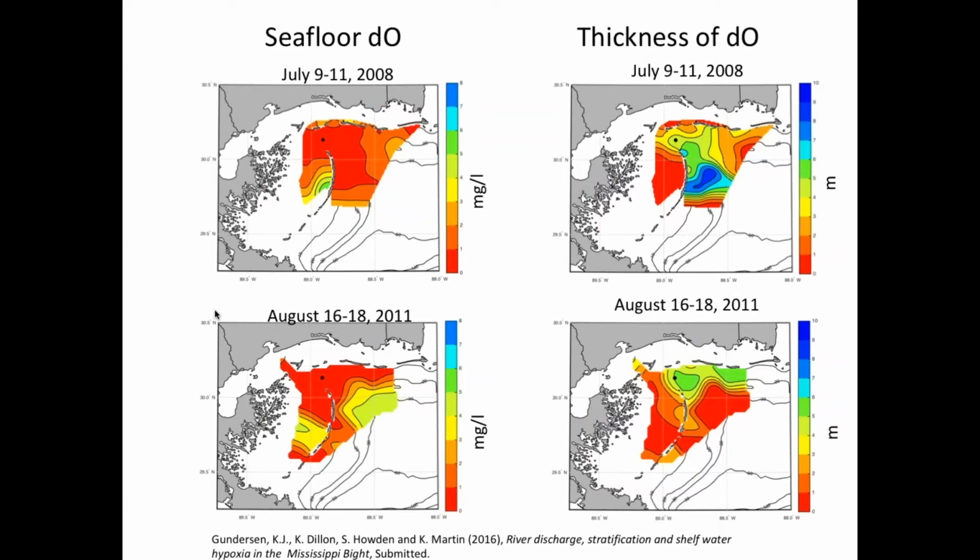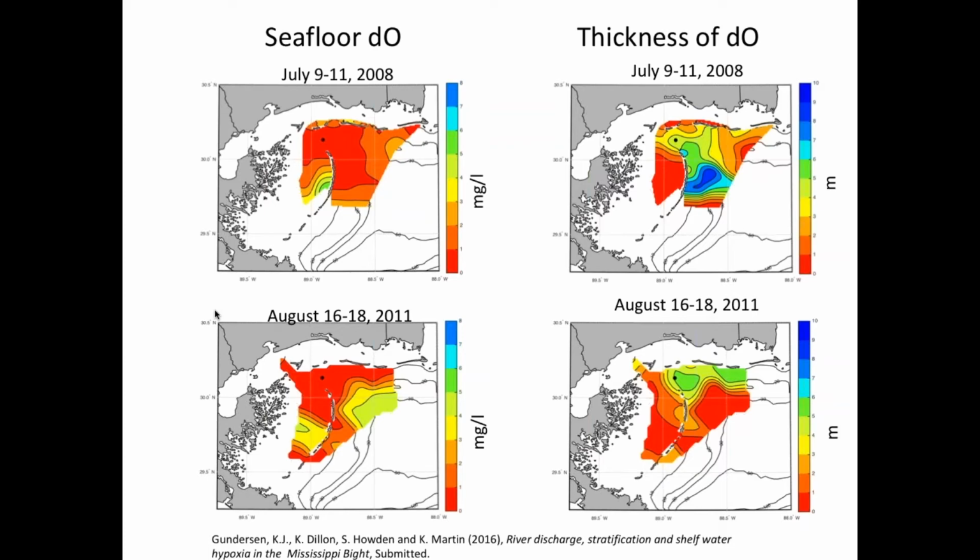So we went out and did mapping cruises on small boats to map out the bottom dissolved oxygen. We weren't able to capture the full extent of the hypoxia because we were limited by our small boats and the time we had available to do the sampling, but we measured very extensive regions of bottom hypoxic water in July 2008 and August 2011. The left column is the dissolved oxygen in milligrams per liter, and the right column is the thickness in meters of the hypoxic layers. So you can see in 2008, we had hypoxic layers as much as 10 meters off the bottom of the water, which is a significant fraction of the water column there.